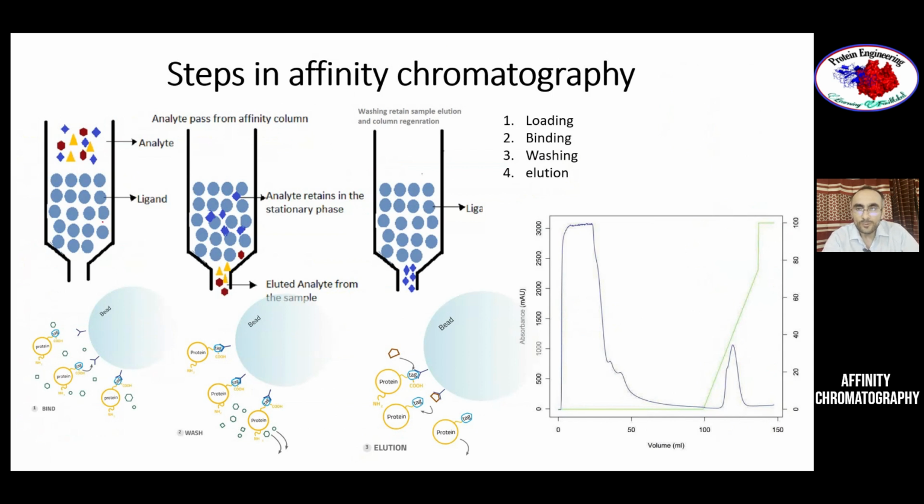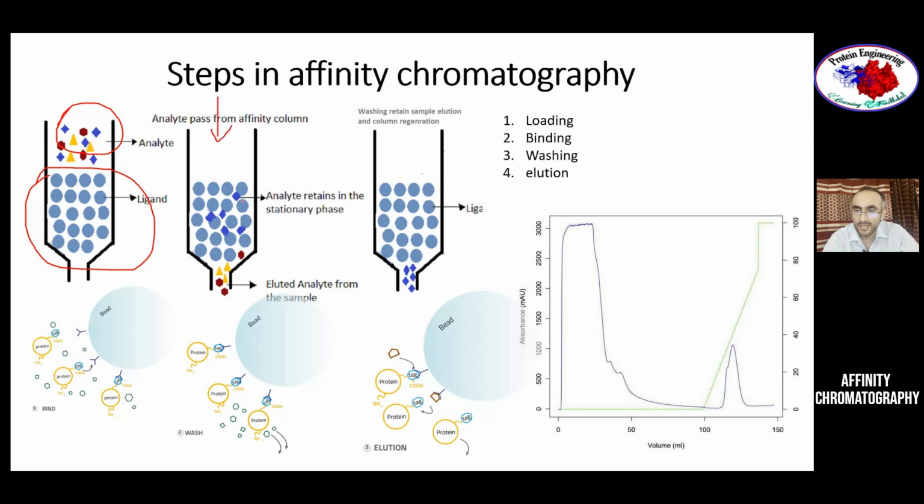So there are 3 or 4 steps in affinity chromatography. The first step is to prepare the matrix, the stationary phase, where you immobilize ligands onto some solid matrix, a solid surface. You pack these immobilized ligands in a column, and then you load the mixture of analytes on the top of this column.